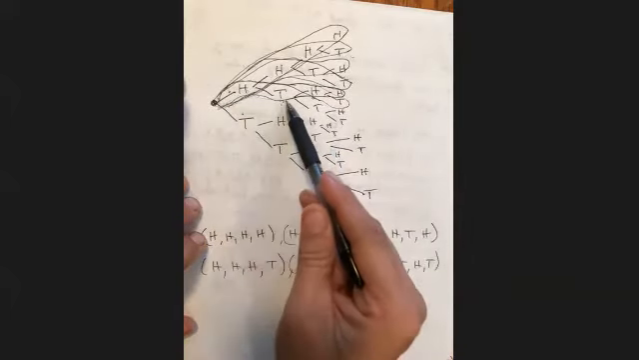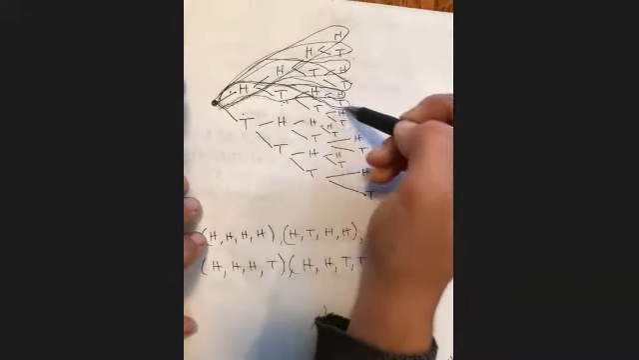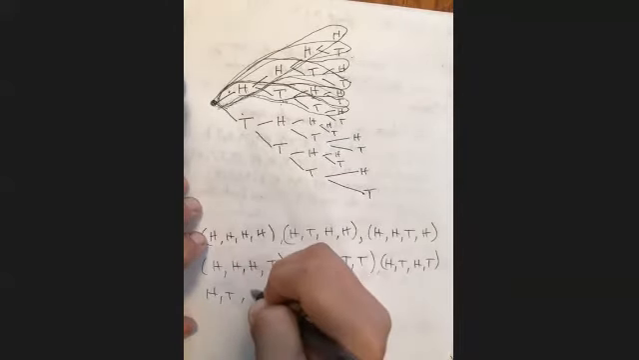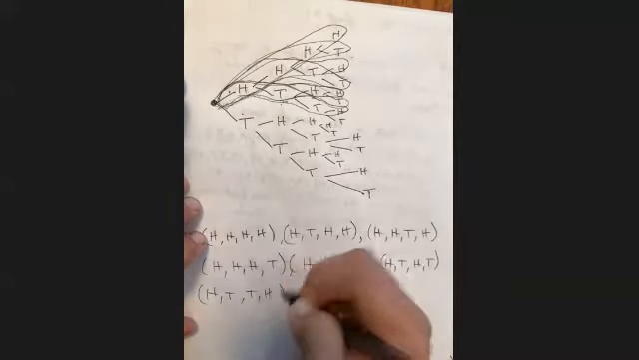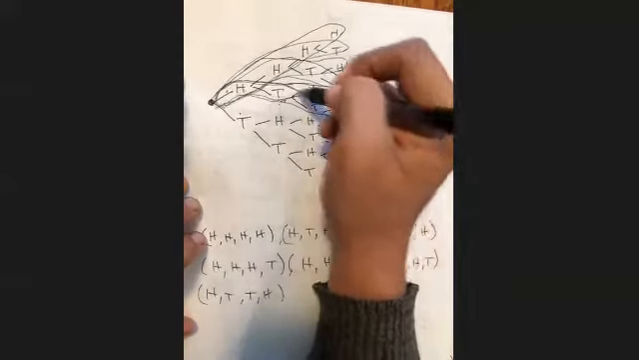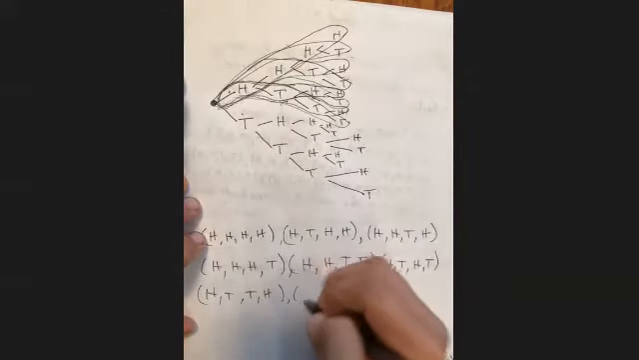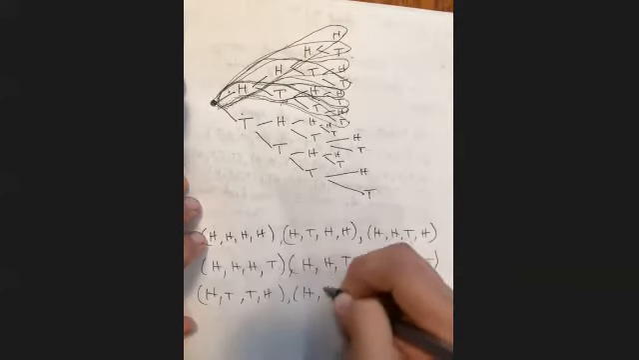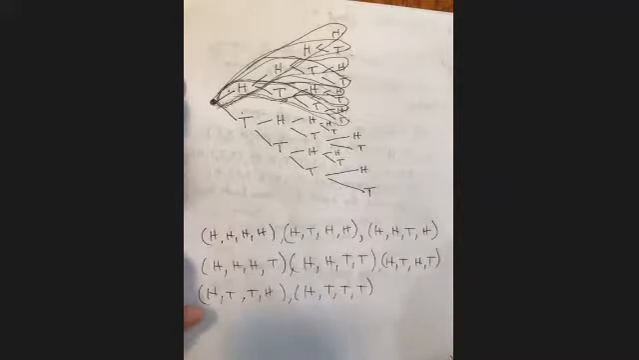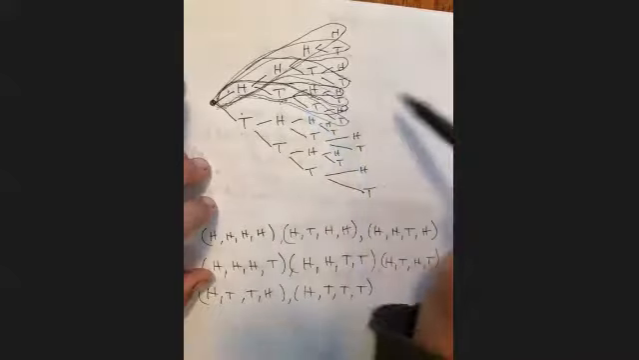We can do heads, tails, heads, or heads, tails, tails. It can sometimes be useful to use colors here to help you make sure you haven't missed any of the possibilities, but you have to consider all the paths through the tree.